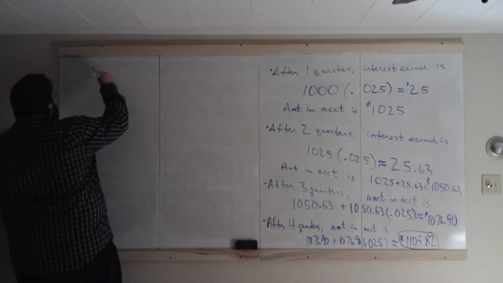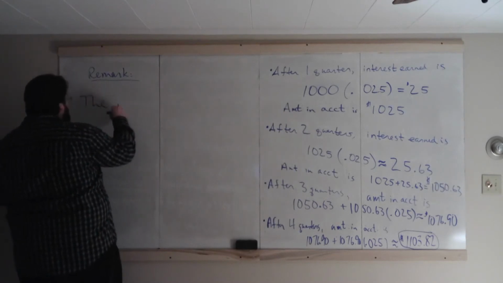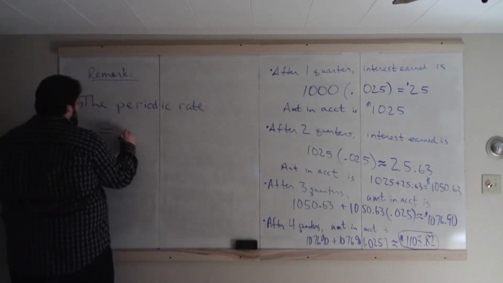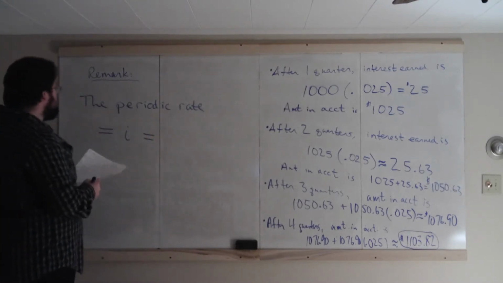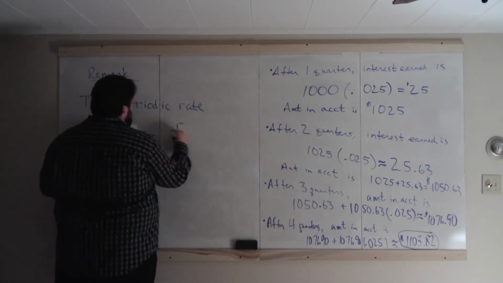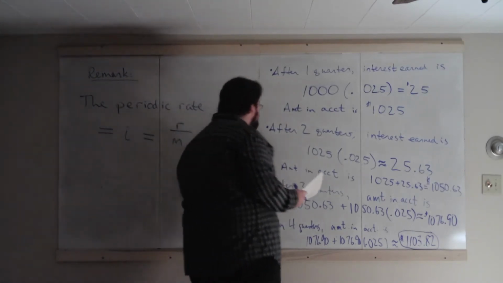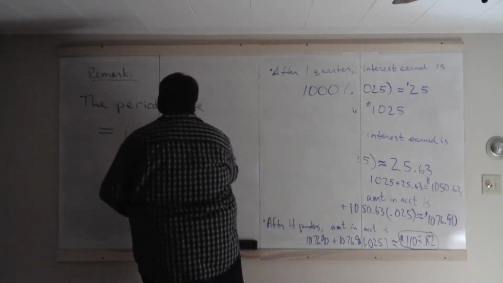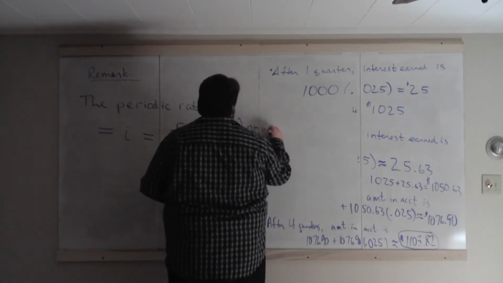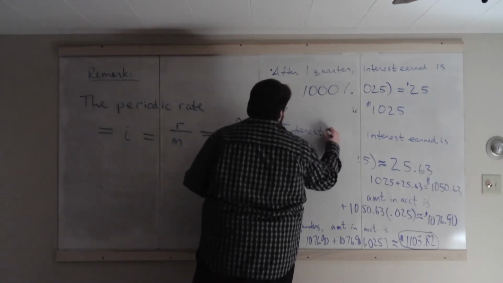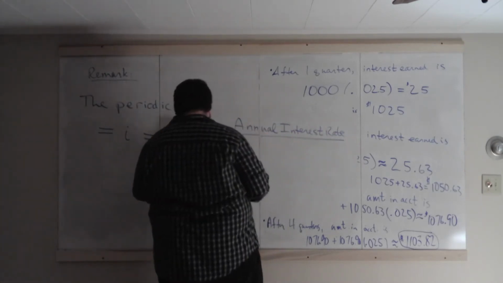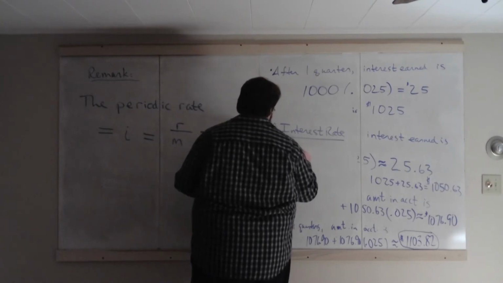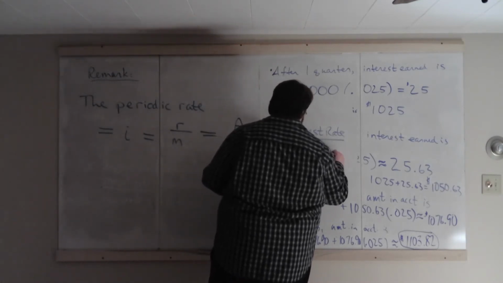Remark. The periodic rate, so the rate for a given period, we're going to define it to be i, and it equals the given rate divided by m, which equals the annual interest rate divided by the number of compounding periods per year.